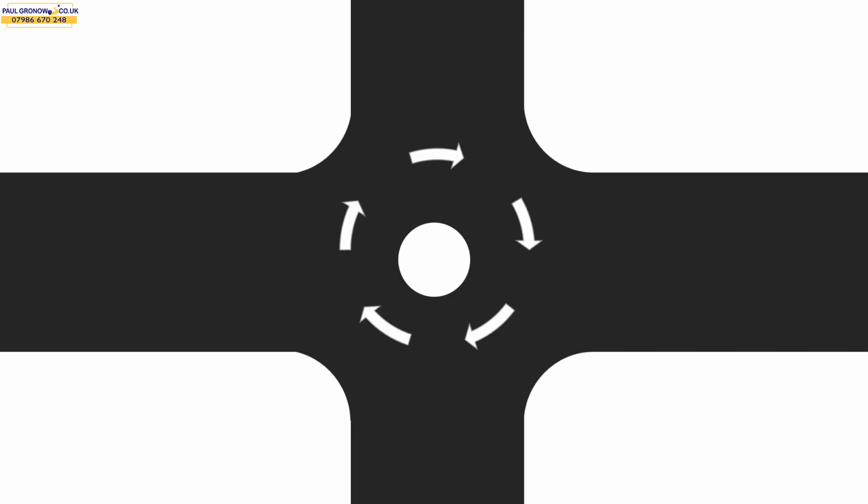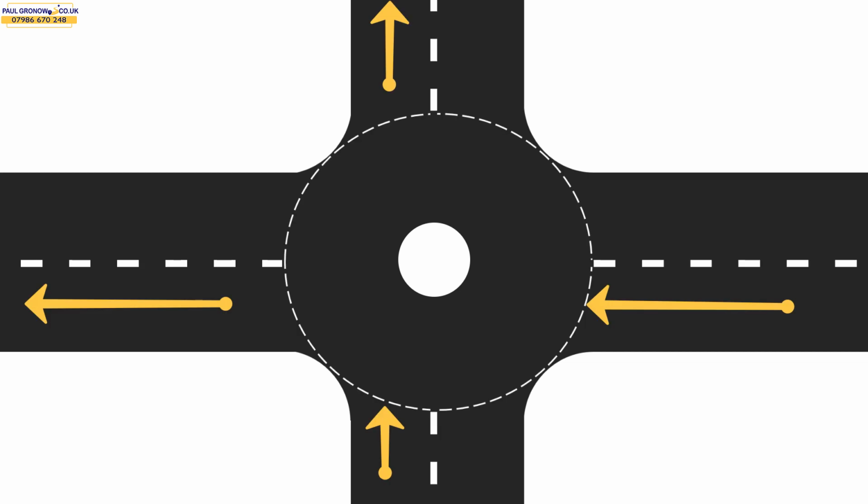Okay, so let's think about design. We're looking at the typical 4-exit roundabout here. Traffic flows from left to right, and you approach the roundabout in the left lane. Traffic coming against you would be in the right lane. But you approach the roundabout at 6 o'clock. You might have an exit at 9 o'clock, 12 o'clock, 3 o'clock.